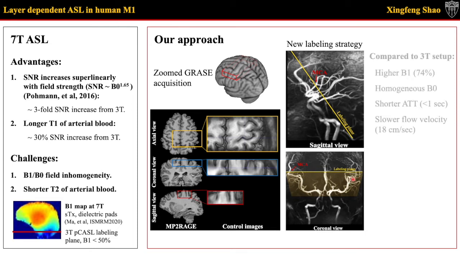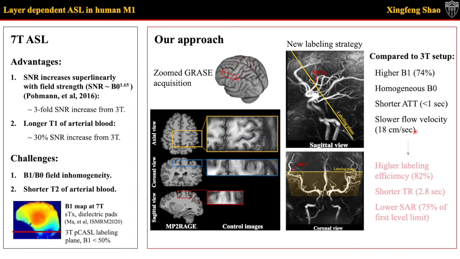So this labeling position has higher B1 and a more homogeneous B0 field. Arterial transit time from the labeling plane would also be shorter, and flow velocity is slower. So as a result, we can achieve higher labeling efficiency within a shorter TR and without exceeding the SAR limit.